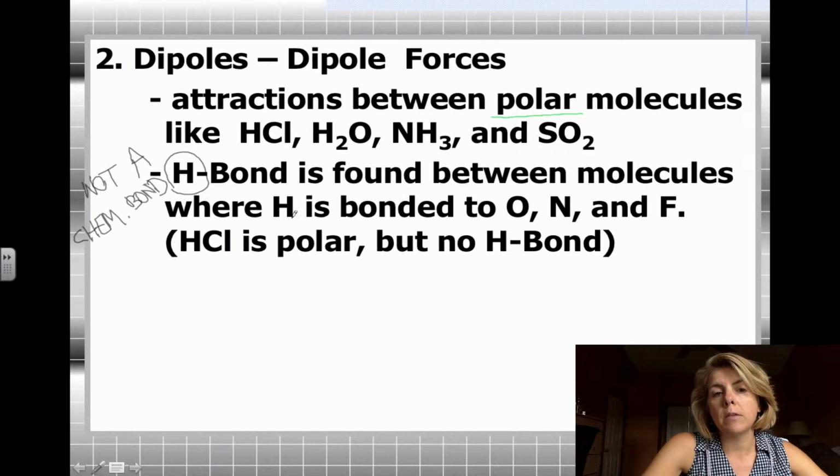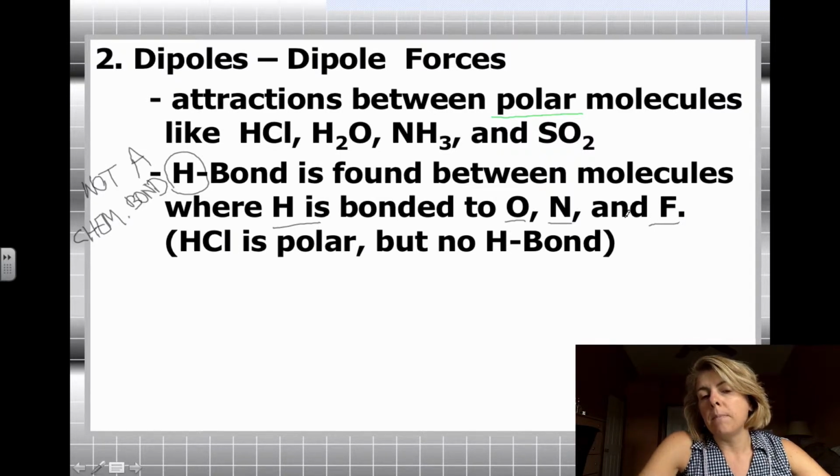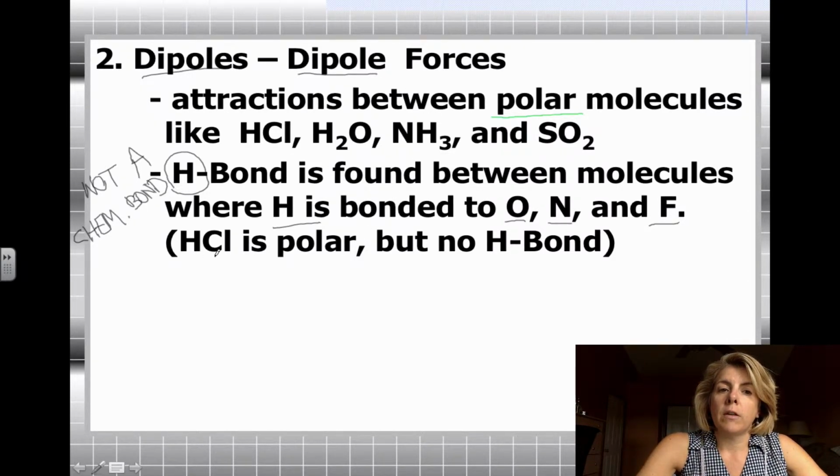Now, what this means is you have to have hydrogen, and in that compound, that hydrogen has to be bonded to oxygen, nitrogen, or fluorine. If you don't have these series of atoms in the compound, it's not going to be hydrogen bonding. It's just going to be dipole-dipole. Okay. Notice that HCl is a dipole-dipole attraction. It is not hydrogen bonding.